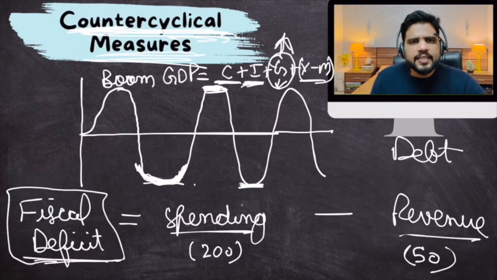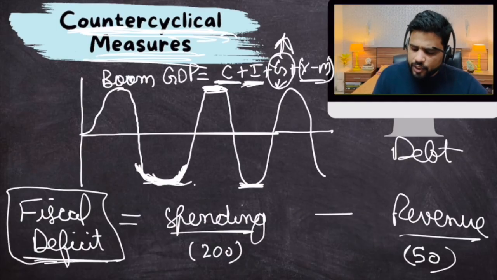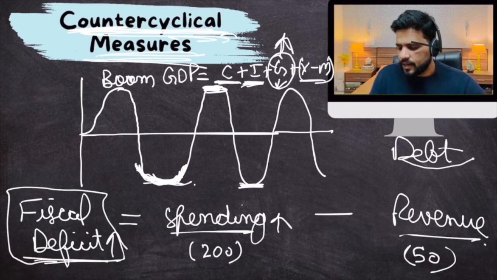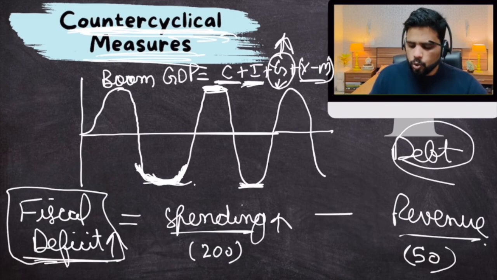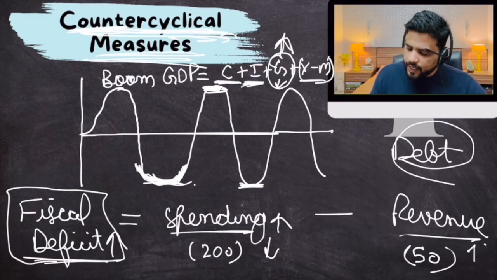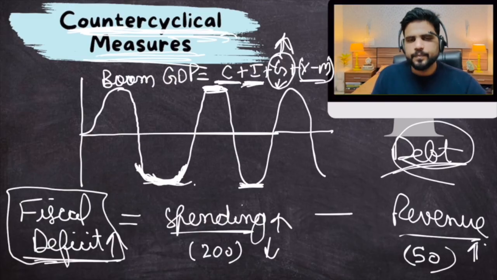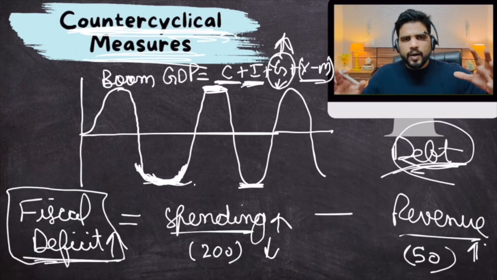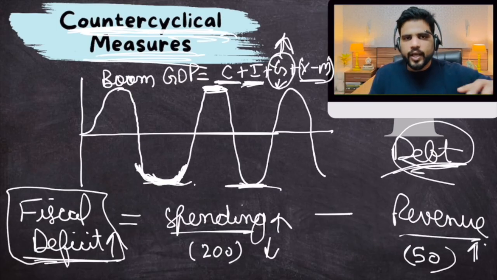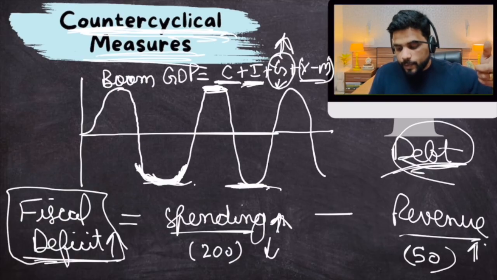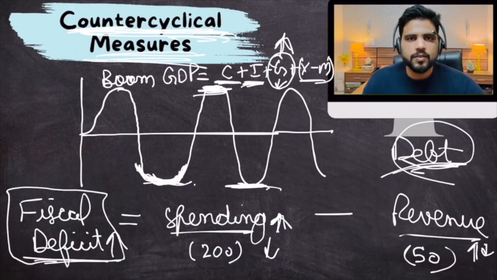So John Maynard Keynes says that counter-cyclical policy is very simple. During recession, increase your fiscal deficit. Increase spending, reduce revenue. Take debt. And during boom, do the opposite. Reduce your spending, increase your revenue, pay off that debt. Clear? If you pay off that debt, then you'll have enough room left for future recession, because in future, you'll have to increase your spending and reduce your revenue. So save some money now when you are in a boom phase.